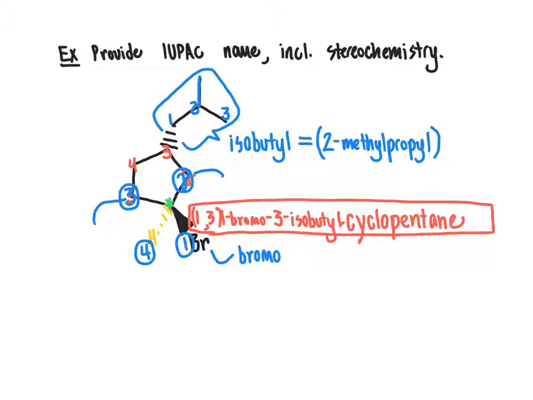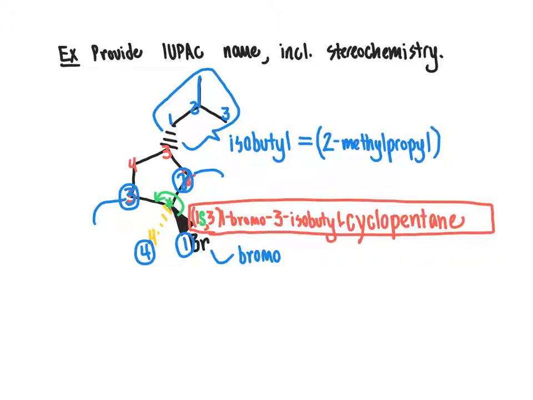So now, per the usual, we go from the bond that leads to the highest ranked group, to the second highest ranked group, to the third highest ranked group. Our hydrogen, fortunately for us, is pointed away from us, and so we just take the direction that this goes. It goes counterclockwise, so we describe that as S. So that is at position 1 of the ring, and we fill this in as 1S.